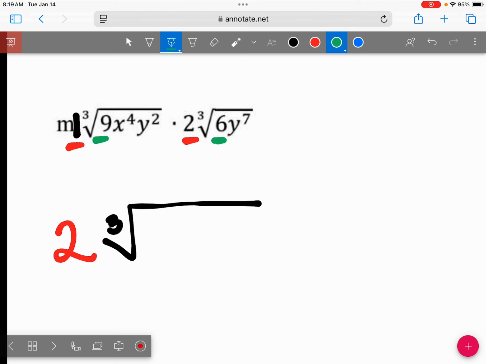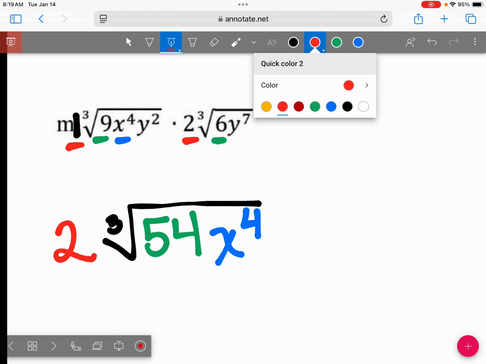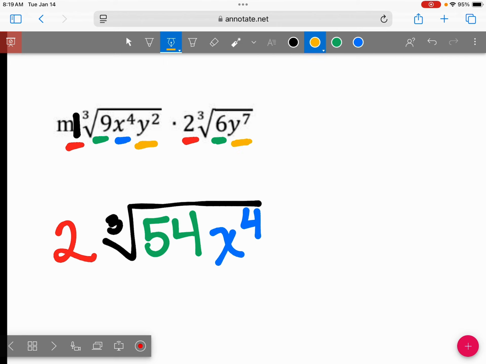What'd you get, Isaiah? 54, good. Now, only this side has x's, all right? We don't have anything to add it to, so we have x to the 4th. And then we have y squared and y to the 7th. When you're multiplying 2 variables, you add the exponents. We don't multiply the exponents. So 2 plus 7 is 9.